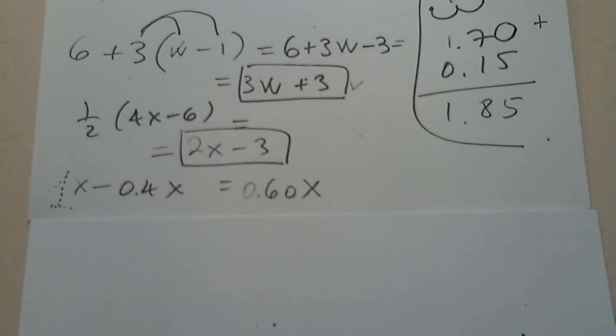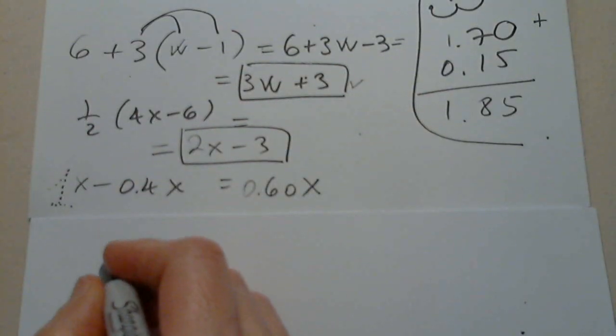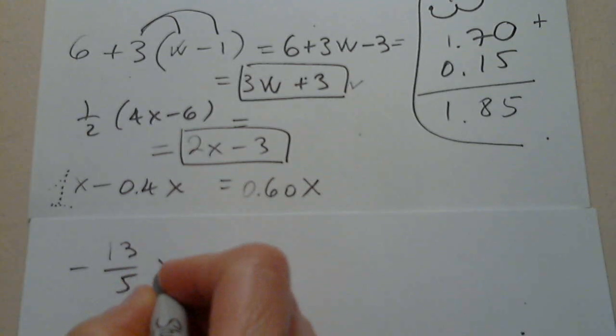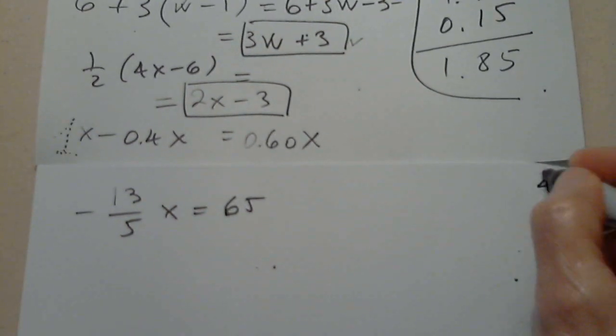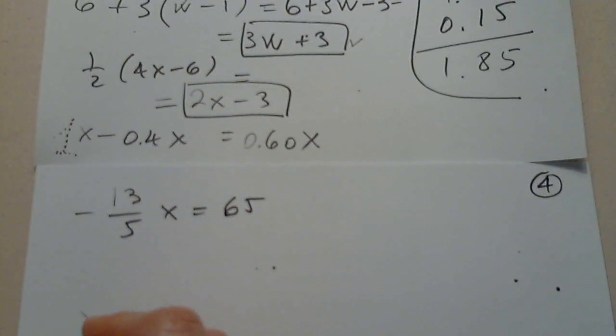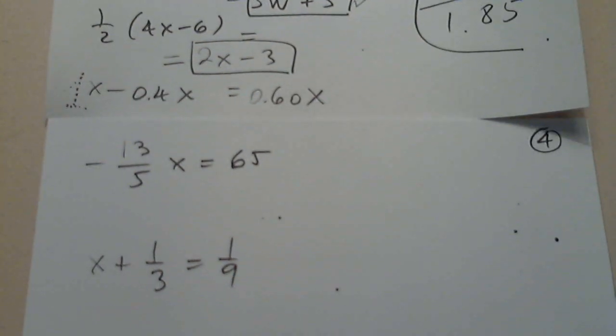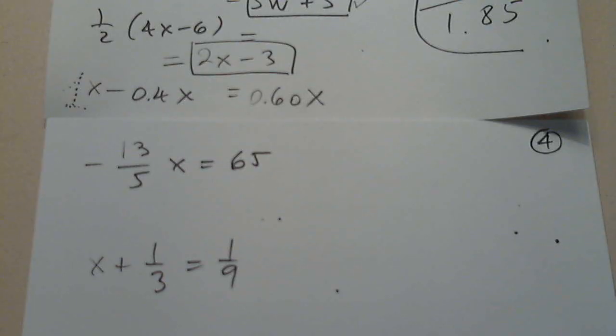Good. Let's solve some equations. Negative 13/5 x equals 65. The next one is x plus 1/3 equals 1/9. And the last one is 0.2t equals negative 3.2. Okay, we're ready. So let's work on these three equations, please. 1 minute. Okay, 2 minutes.